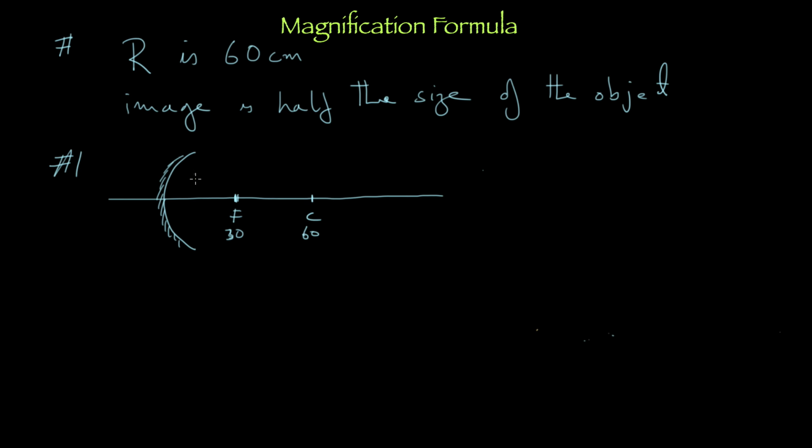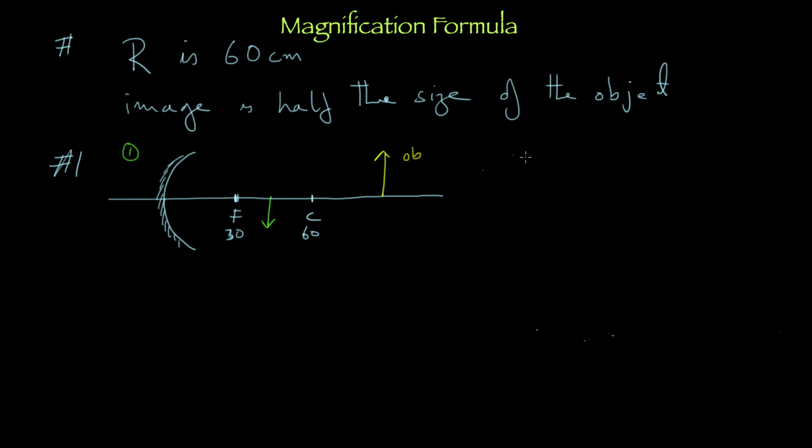If I place it over here, does the image come smaller? No, it will come enlarged over here. If I place it over here, does it come smaller? No, enlarged over there. So it has to be here somewhere. So this is your object and there will be your image. So this is my rough diagram. That's the first step. Step 1 done, right?